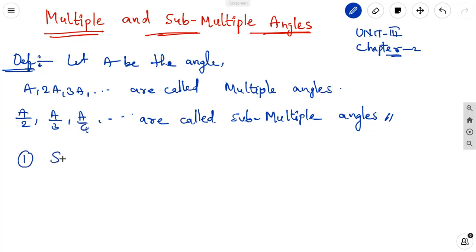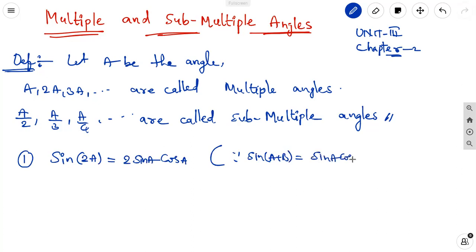The first formula is sine of 2A. Sine of 2A is equal to 2 sine A cos A. How do we get this one? Just use sine of A plus B equal to sine A cos B plus cos A sine B. Here 2A can be written as A plus A. In this, just replace B with A: sine A cos A plus cos A sine A, that becomes 2 sine A cos A.